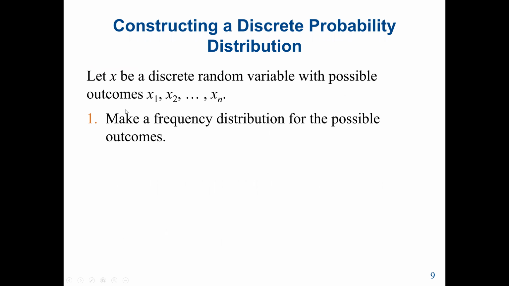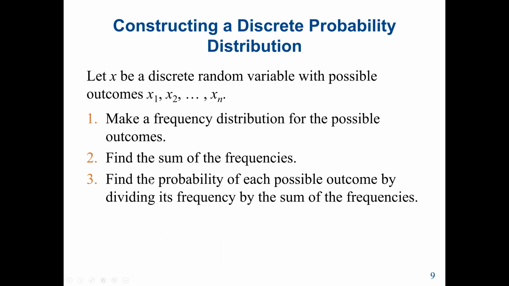So here we say let X be a discrete random variable with possible outcomes x1, x2, up to xn. First, we make a frequency distribution for the possible outcomes. Then second, we are going to find the sum of the frequencies. Then we find the probability of each possible outcome by dividing its frequency by the sum of the frequencies. So this is like finding the proportion.